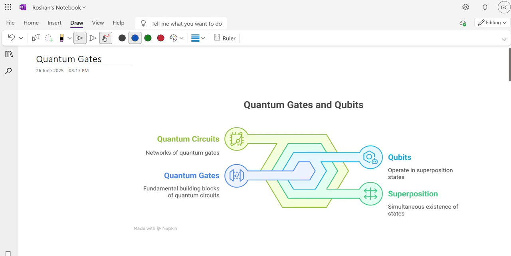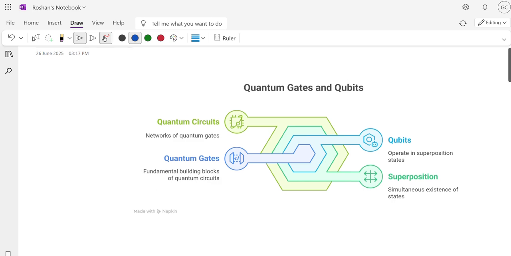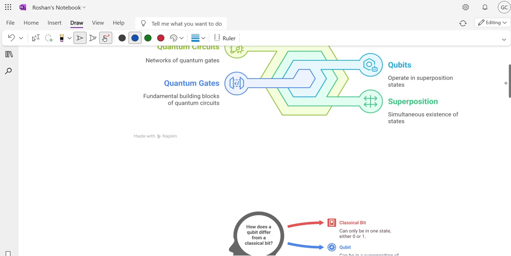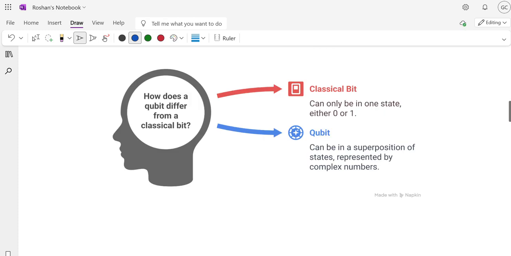Okay, now let us understand a small introduction about qubits again. Classical bit. In a classical bit, what happens? The output will be either 0 or 1. Okay, but why do we need to have a qubit? Because a qubit can be in a superposition of states.